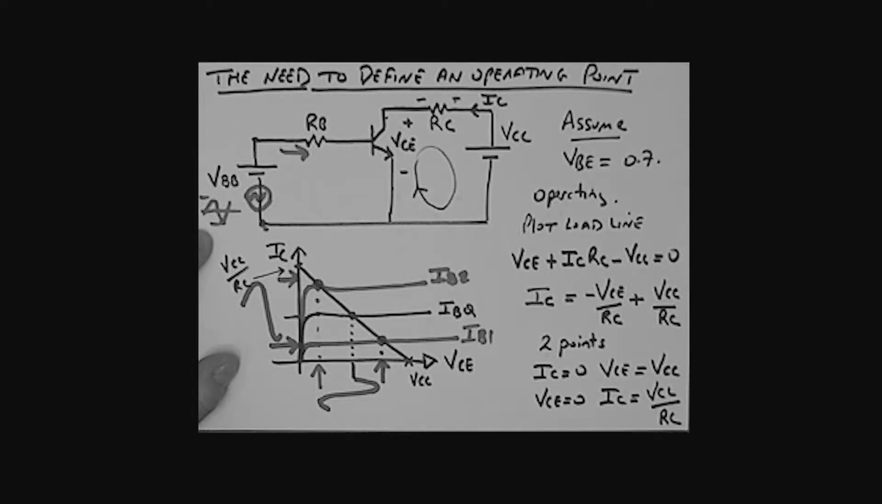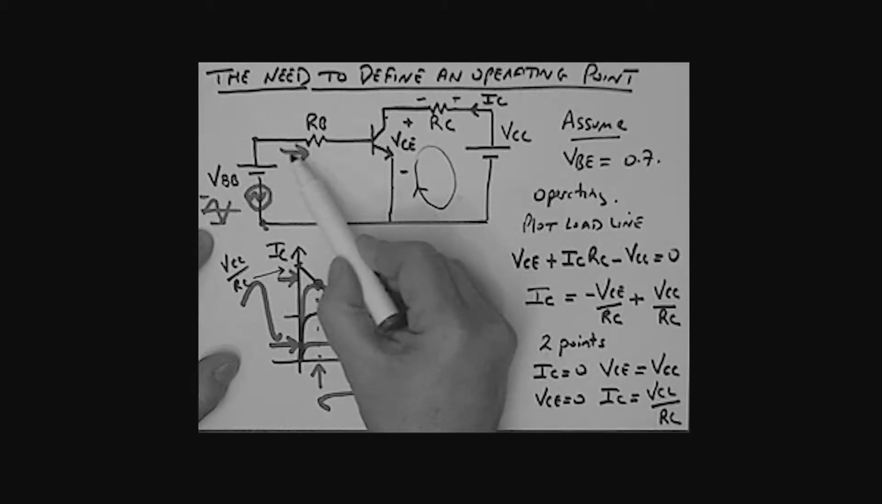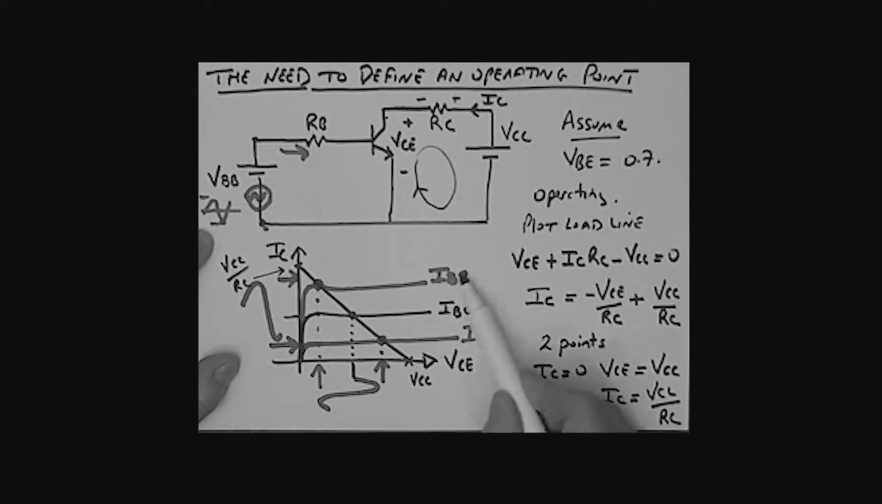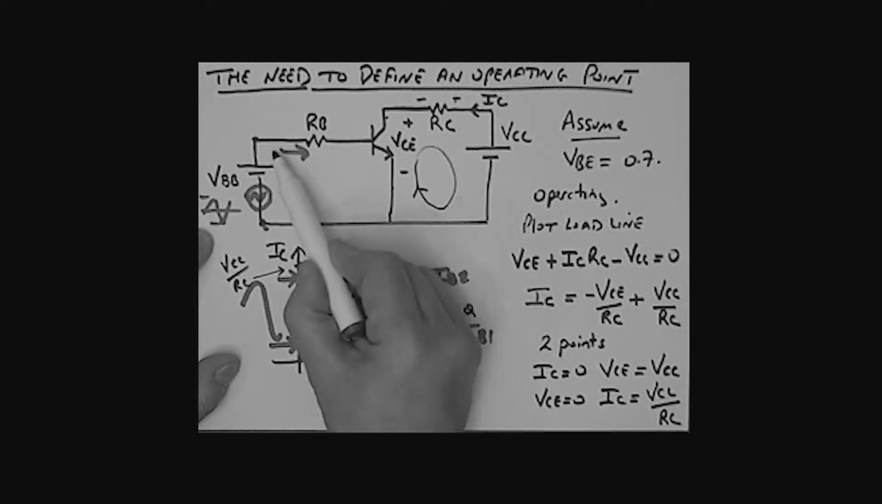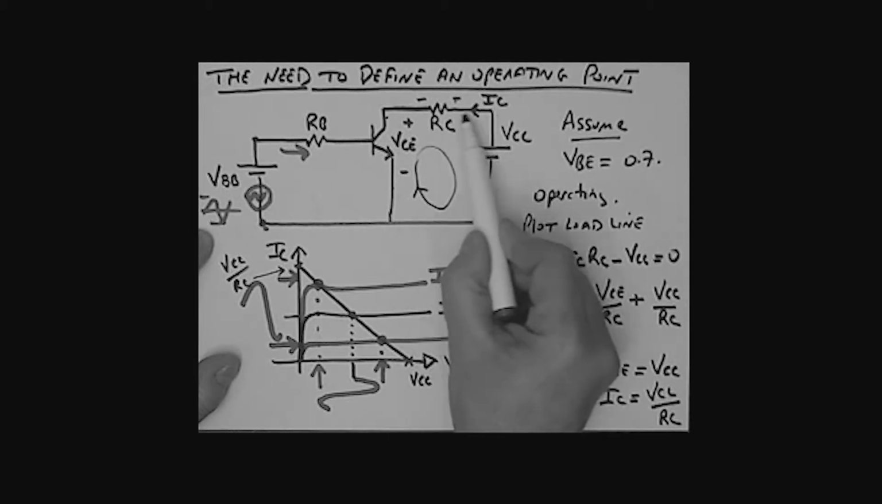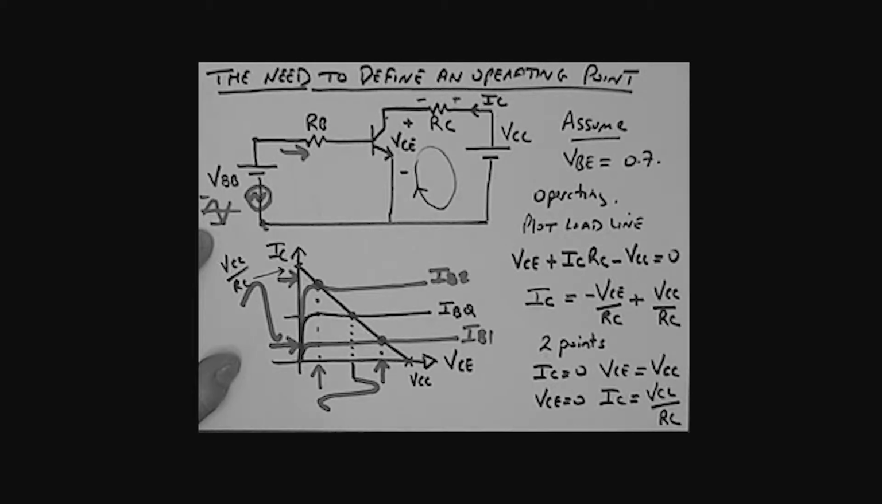Now there's amplification associated with this because this variation in IC is typically a milliamp type variation, whereas the variation in the IB here, going from IB1 to IB2, was a microamp type variation. So a small base current variation is producing a much larger collector current variation.